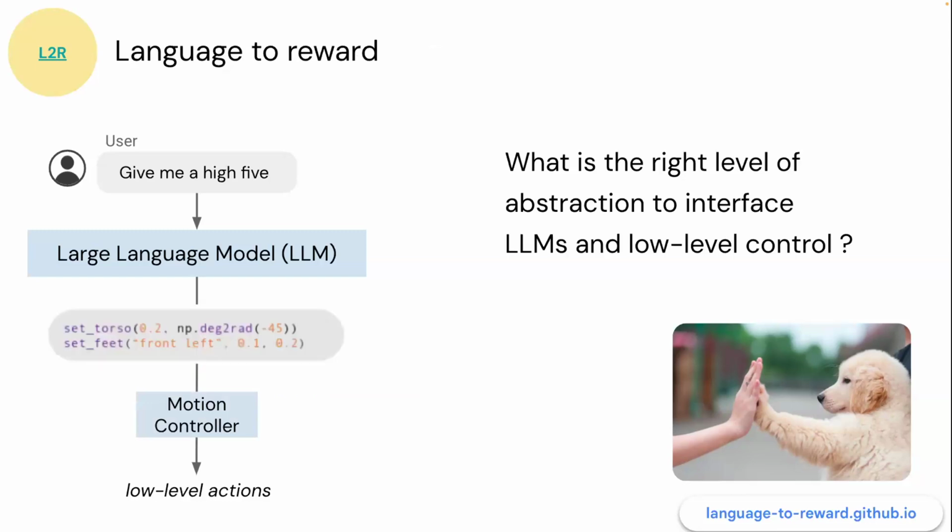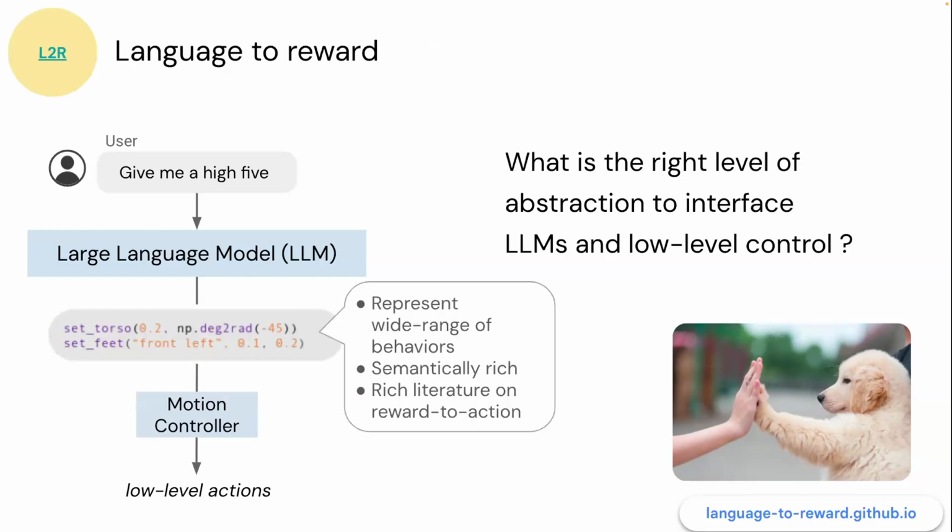You might ask why. A reward function looks kind of like a mathematical equation or like code, and it is capable of representing a very wide range of behaviors. It's certainly used in locomotion all the time for reinforcement learning. It's also used for many of the trajectory optimization algorithms, and it's semantically rich, certainly something that an LLM should be able to write. And there's just a rich literature on how to translate reward functions to high-speed, low-level control.